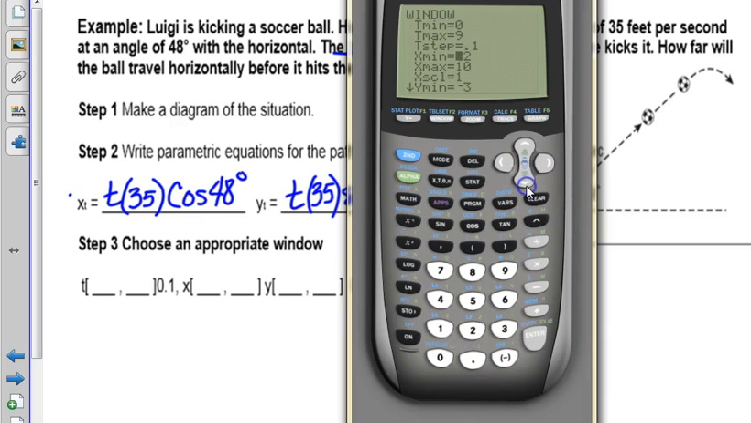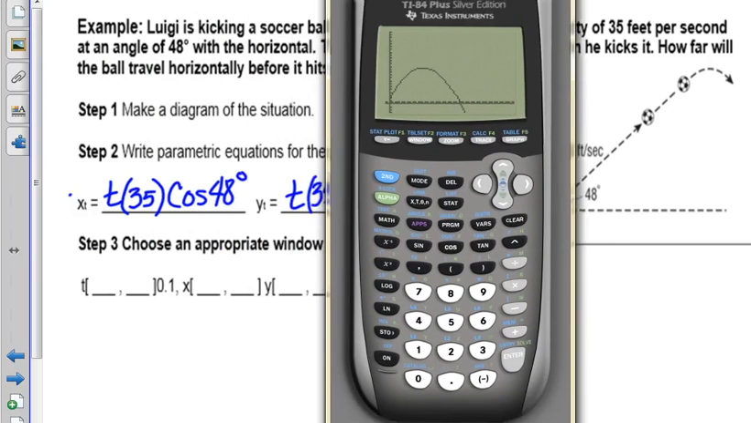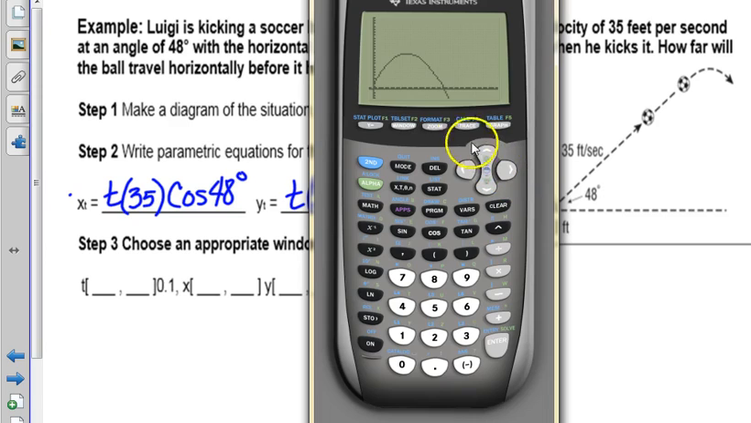T-step 0.1. I think the ball might go, I don't know, 70 feet away from me, and it's going to go up maybe 25 feet in the air. All right, so it worked, fits in my window. The question is, how far will the ball travel horizontally before it hits the ground? So if I trace along till it hits the ground here, how far away is it? 39.8, or around 40 feet away.